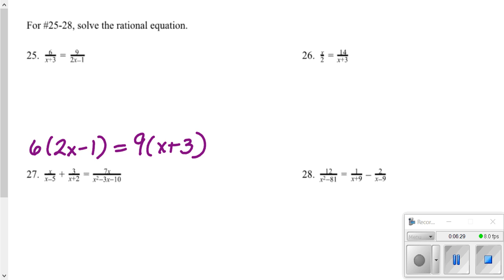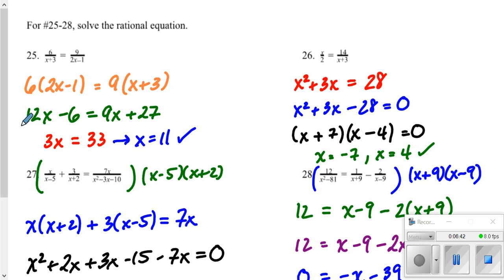Now I would be very creative, and I'm going to write my steps going up because that's where I am on the page. Distribute, move things so you have x's on one side, non-x's on the other, and then divide, and your answer is 11. 11 does check. You should check your answers.